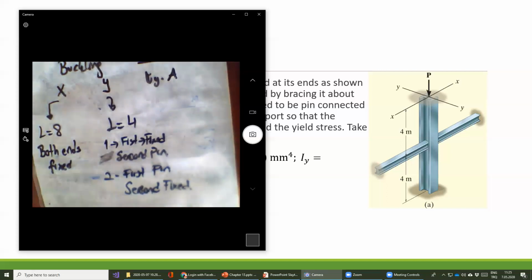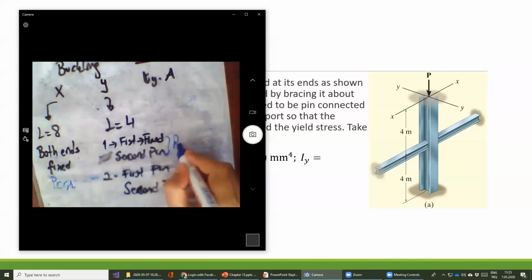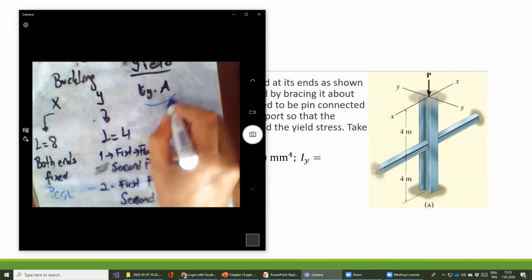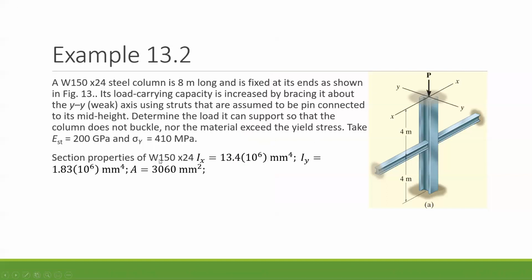So we compute the P critical forces. We have P critical 1 for the x direction, P critical 2, P critical 3, and P critical 4. After computing the four P critical values, which one is the smallest? These are the general P critical forces. Also, the cross-sectional properties, area, moment of inertia, modulus of elasticity, and yield stress, every piece of information is given.